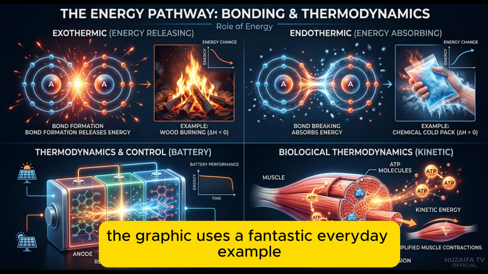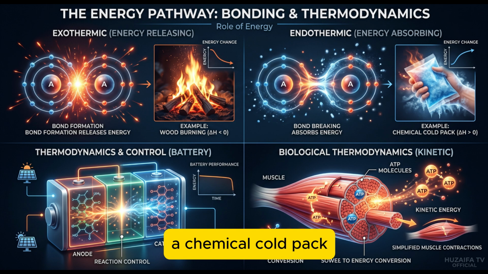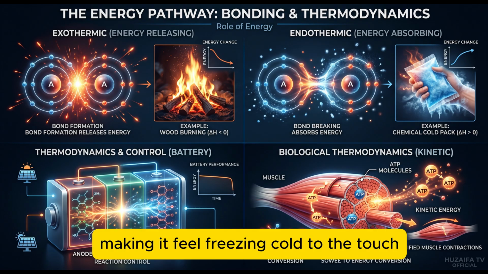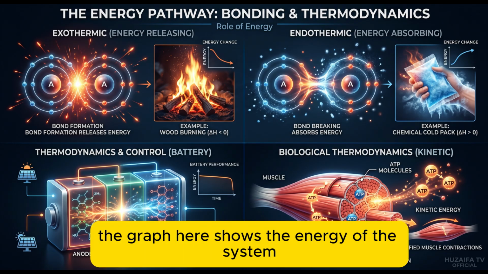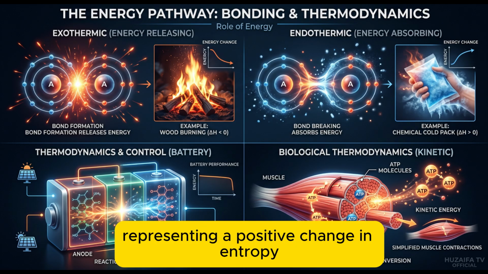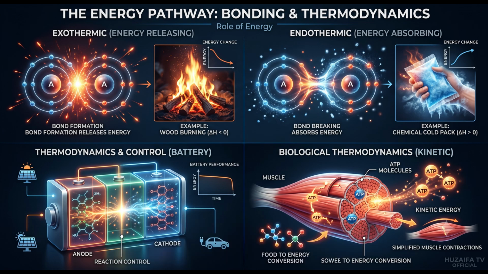The graphic uses a fantastic everyday example, a chemical cold pack. When you snap a cold pack, the chemicals inside react and rapidly absorb heat energy from your hand, making it feel freezing cold to the touch. The graph here shows the energy of the system starting low and climbing up, representing a positive change in enthalpy.